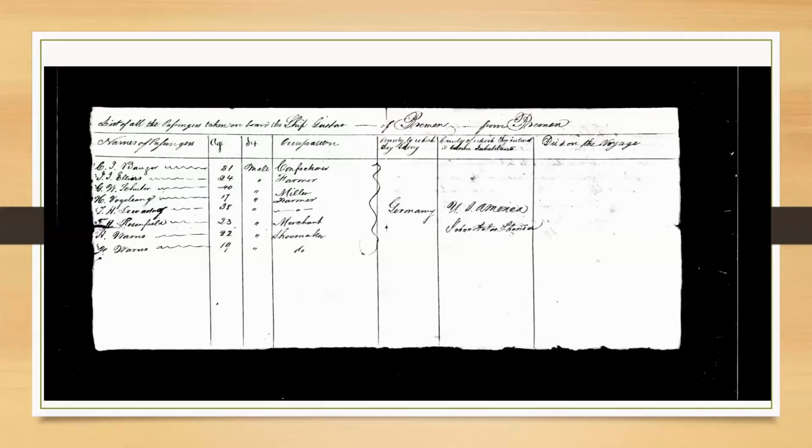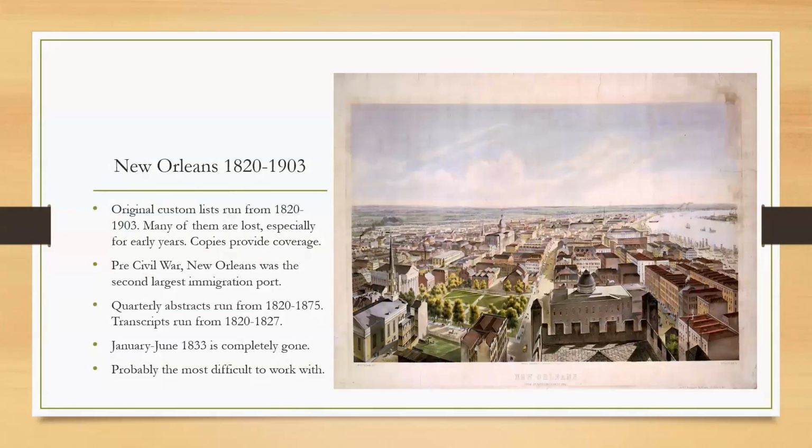This is an example of a typical city list. Once again, you'll see the same bit of information. Occasionally, you'll get a bit more in there. It's pretty straightforward, but more often than not, when you're looking at the microfilm for Baltimore, this is what you're looking at.